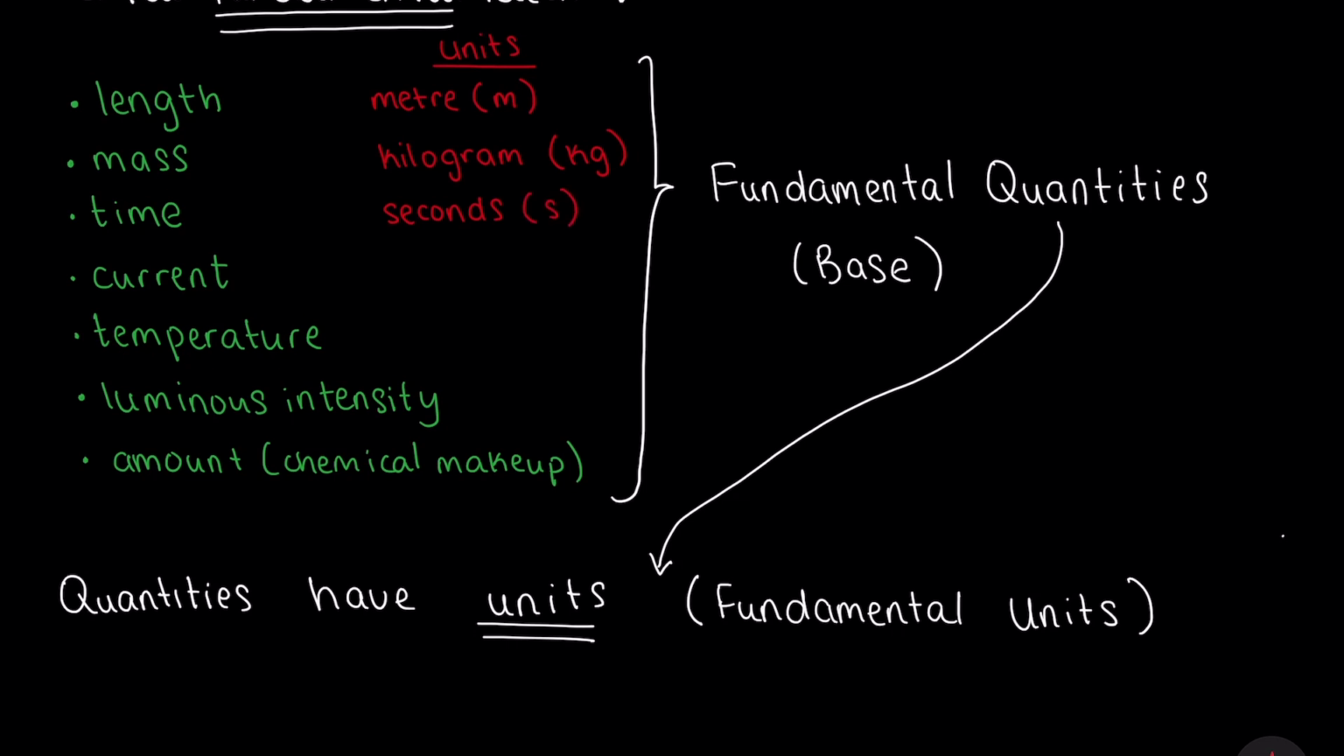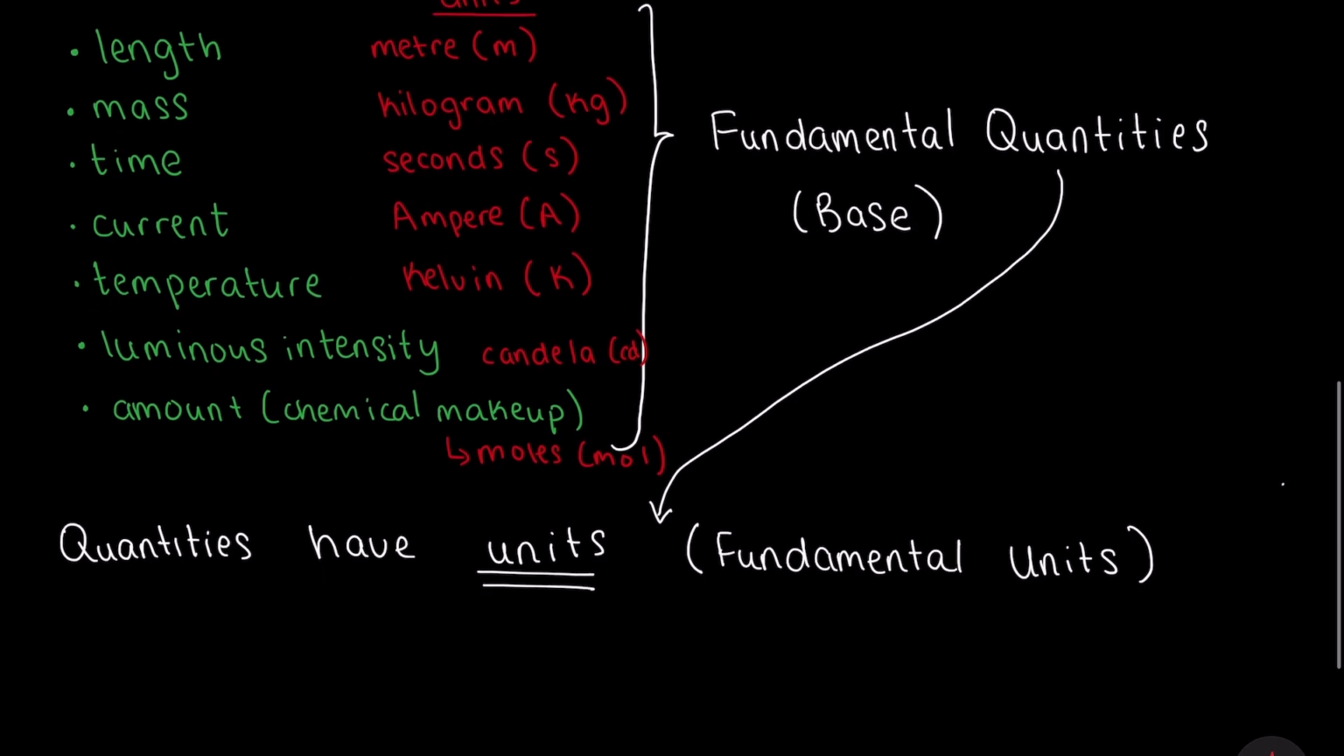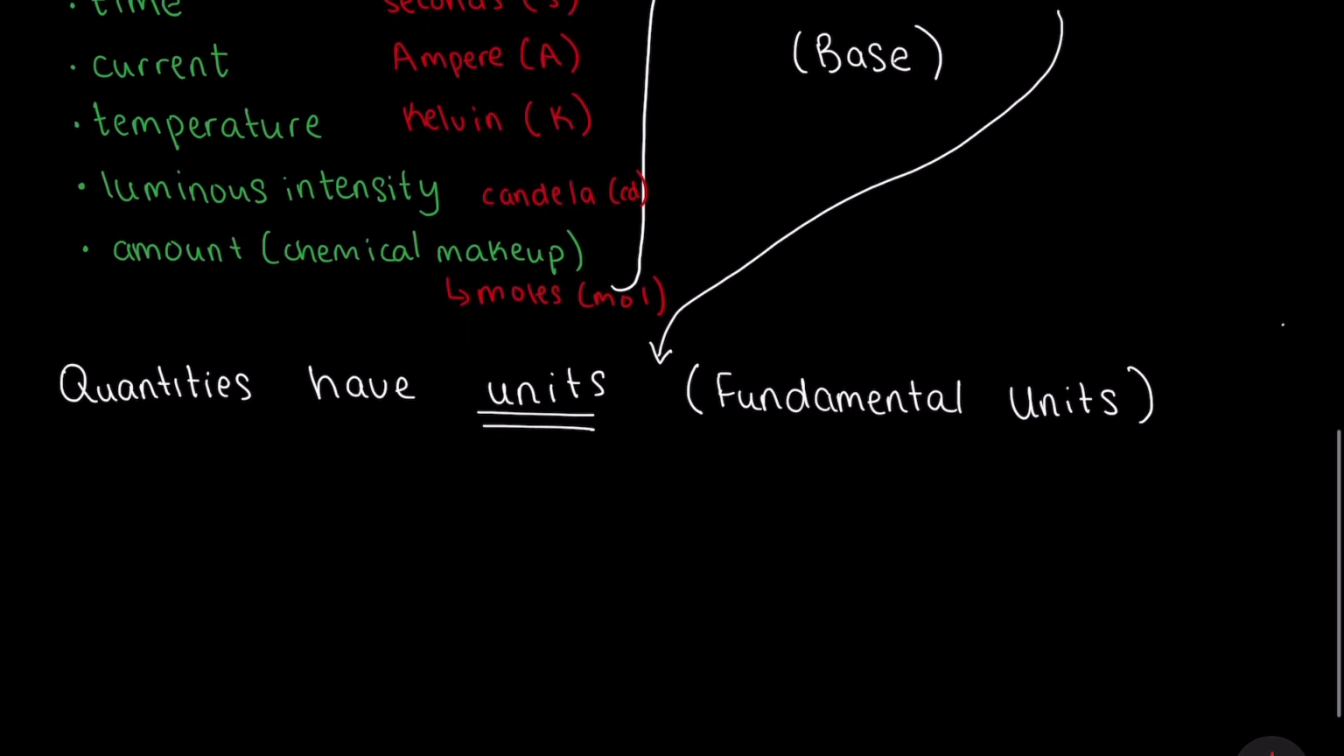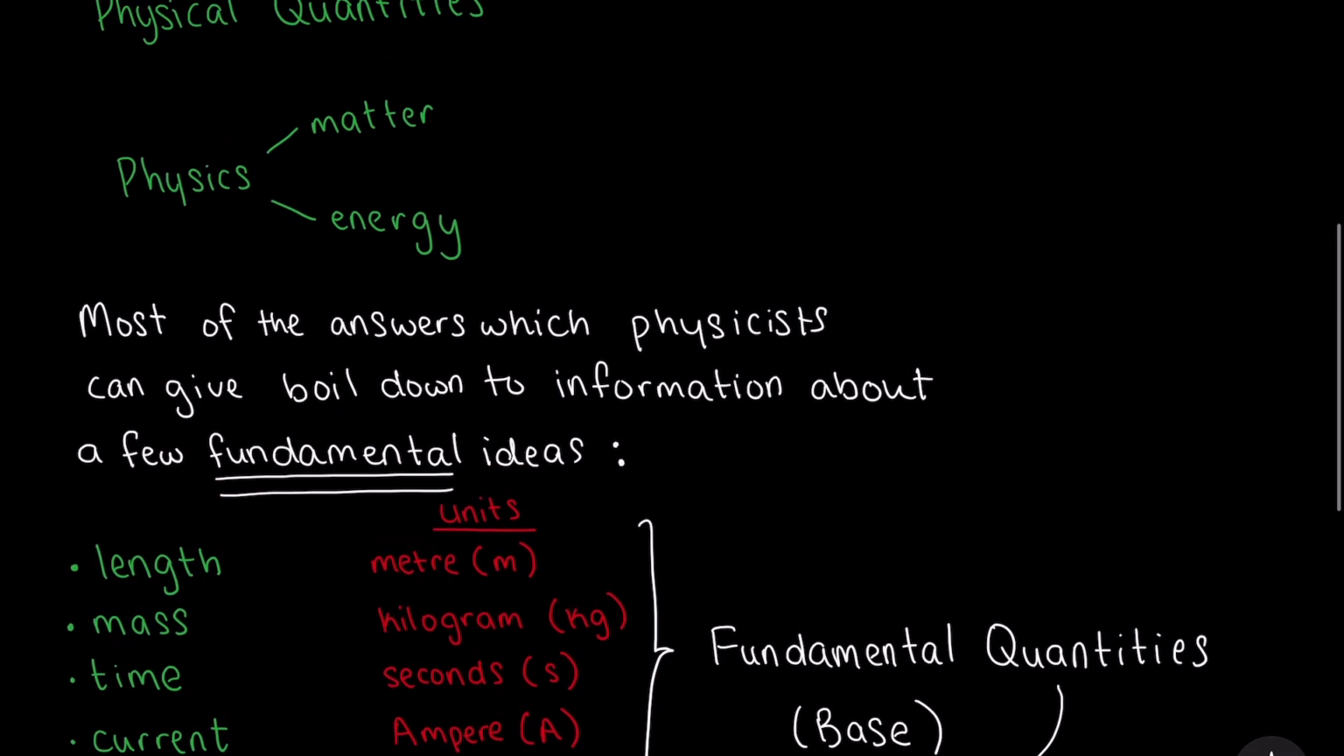Current, that's the ampere with a capital A. Temperature is Kelvin with a capital K. Luminous intensity is the candela, which is represented by a lowercase c, lowercase d together, and the chemical makeup of a substance is moles. So that's represented by mol. And like I said, we'll dive into the moles a little bit more in chemistry, but not quite in physics, right?